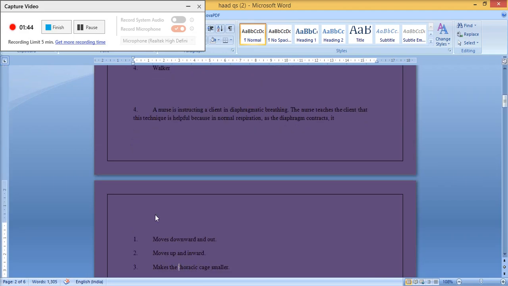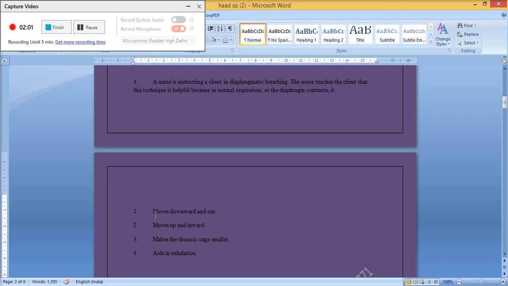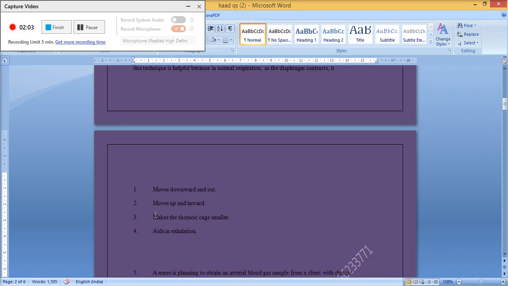4. A nurse is instructing a client in diaphragmatic breathing. The nurse teaches the client that this technique is helpful because in normal respiration, as the diaphragm contracts it: 1. Moves downward and out. 2. Moves up and inward. 3. Makes the thoracic cage smaller. 4. Aids in exhalation. The correct answer is moves downward and out.